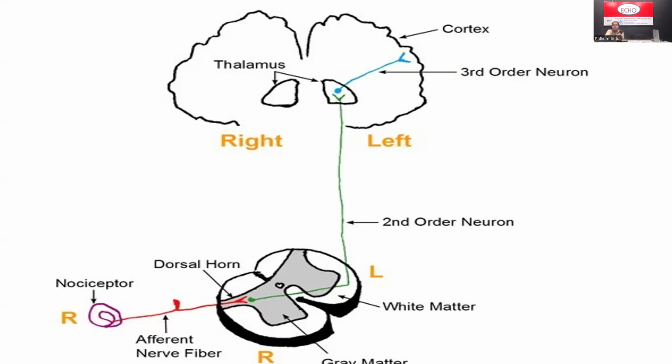Okay, and the pain is perceived in the cortex. This whole process is called nociception. Okay, this is the pain pathway. Okay, next.